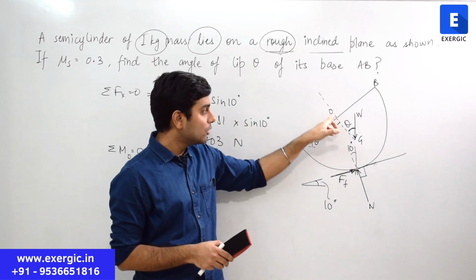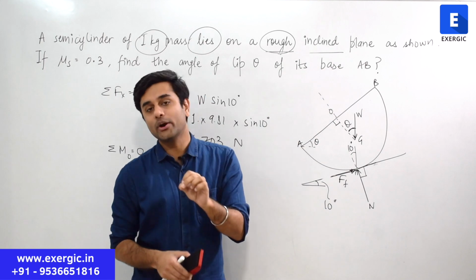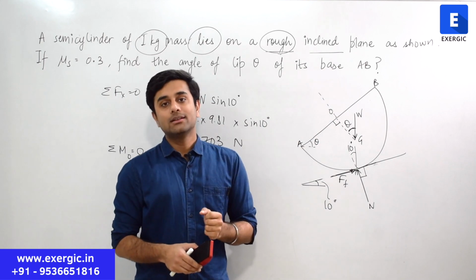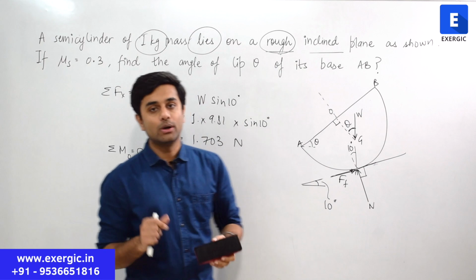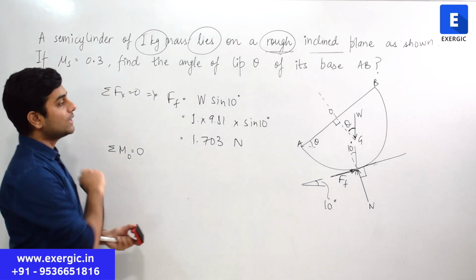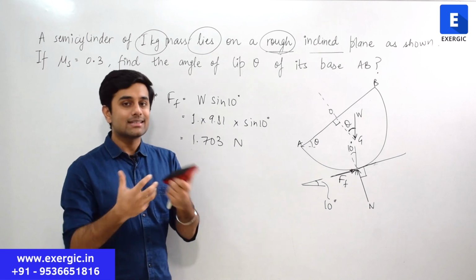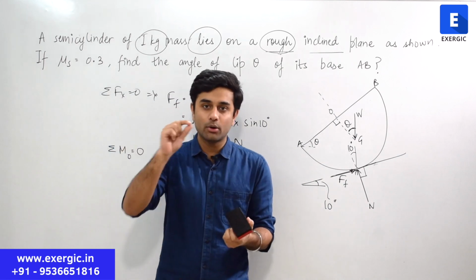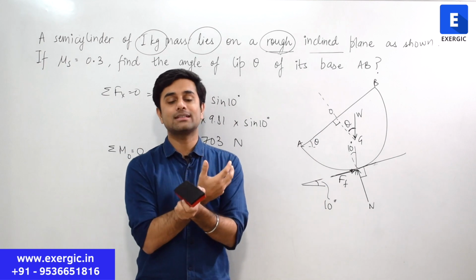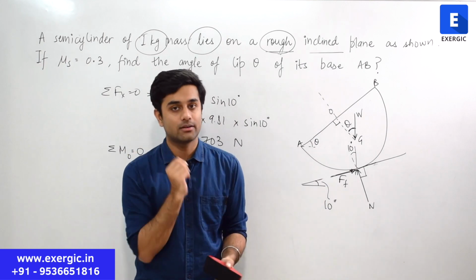So O is the best point about which you can apply the summation of moment equal to 0. So if we do that, what are the forces that are going to balance each other? Because whenever we take moment about any point, the moments of the forces balance each other.